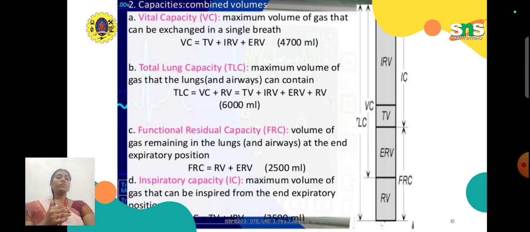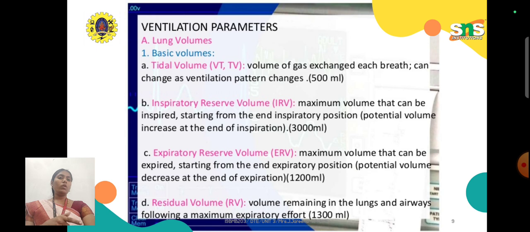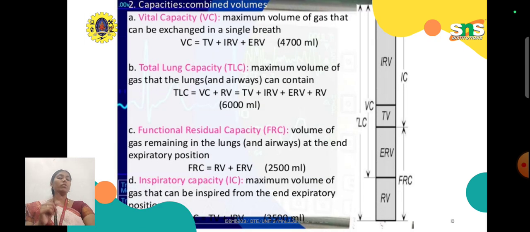If you see, the tidal volume is 500 ml, IRV is 3000 ml, ERV is 1200 ml, and residual volume is 1300 ml. These are the volume values. And for lung capacity, if you know the volume values, you can easily find the capacity. The vital capacity is equal to tidal volume plus IRV plus ERV. If you know all the volumes, you can add them and get the vital capacity.